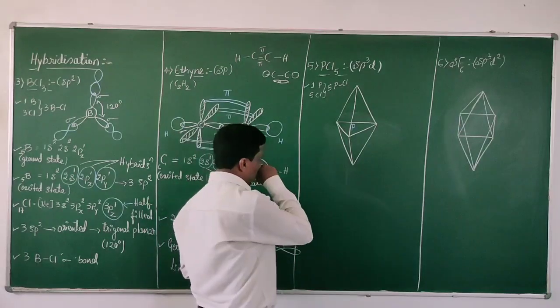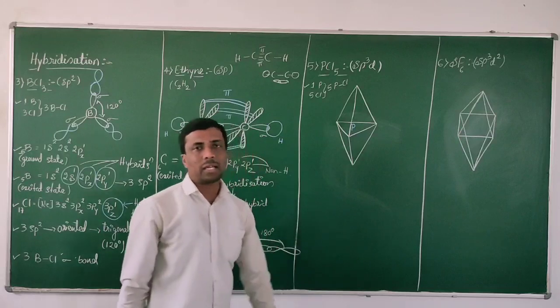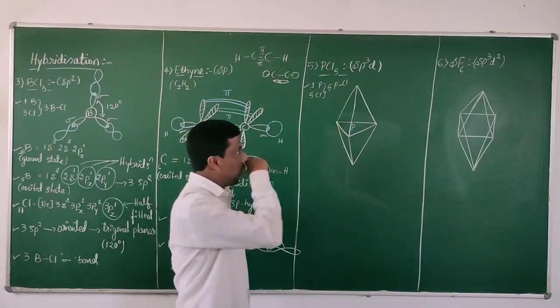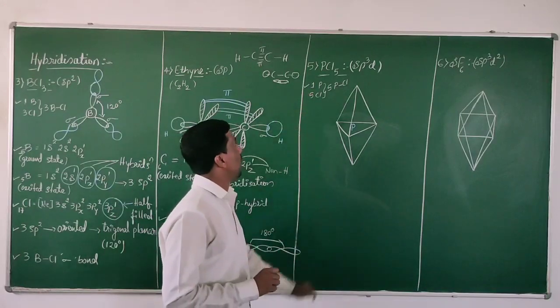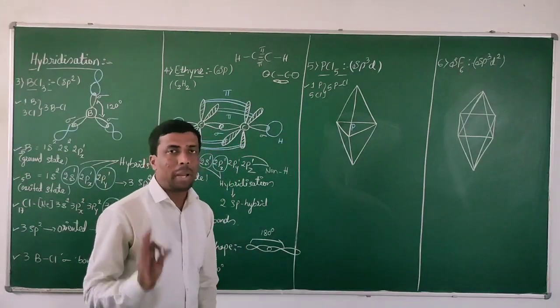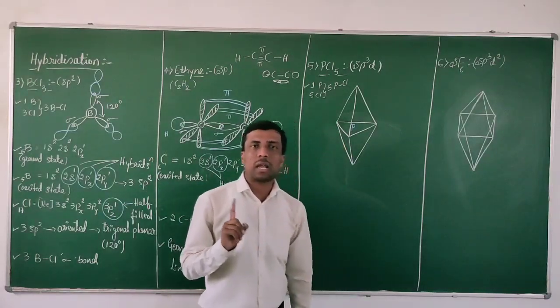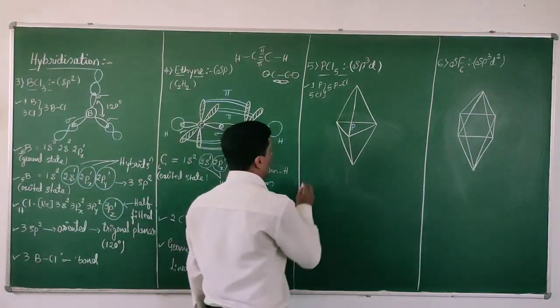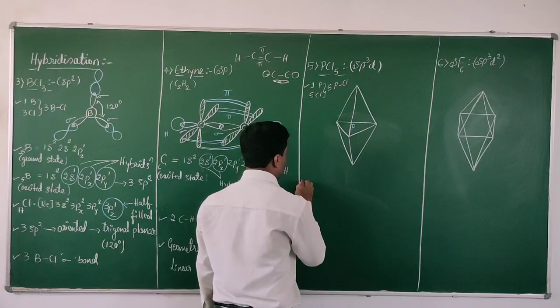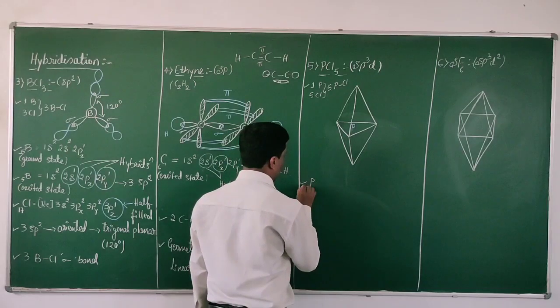Okay, here one phosphorus atom is there and 5 chlorine atoms are there. You know that? In the phosphorus pentachloride molecule, one phosphorus and 5 chlorine atoms are there. Okay, now let us write the electronic configuration of phosphorus.